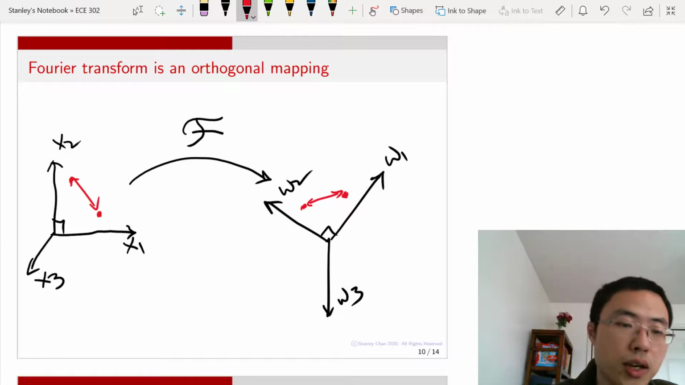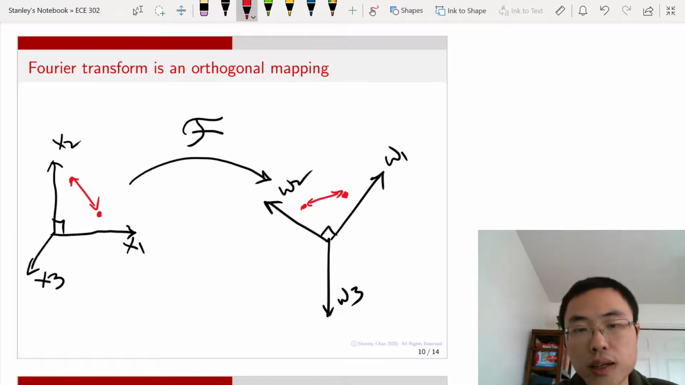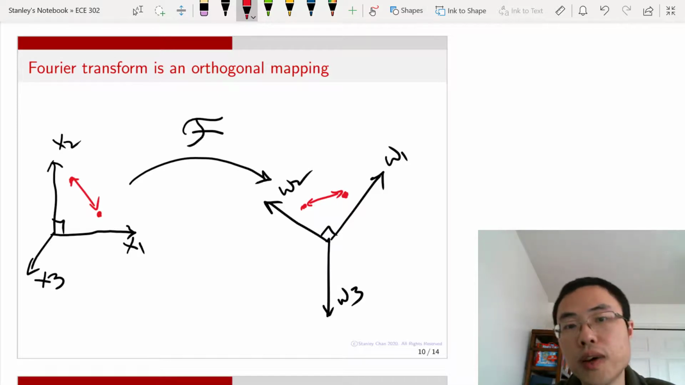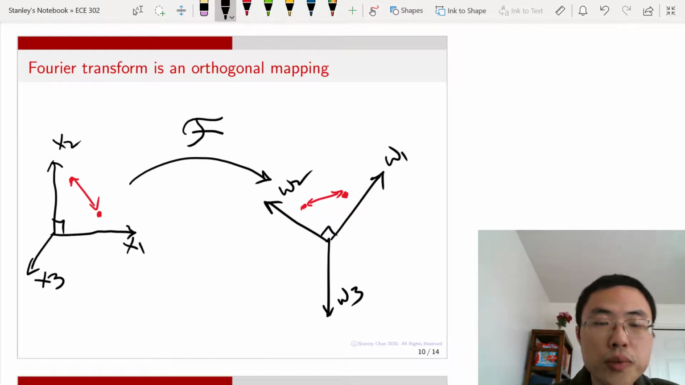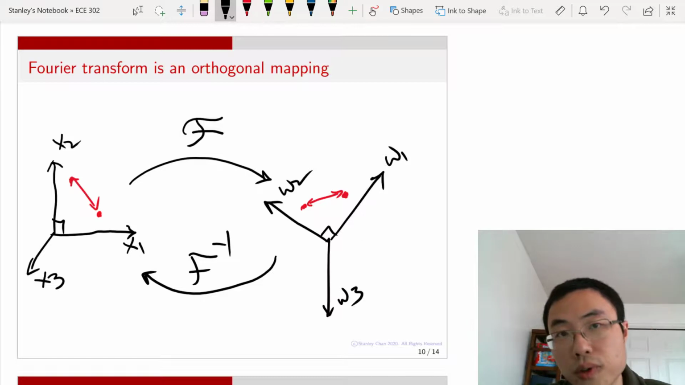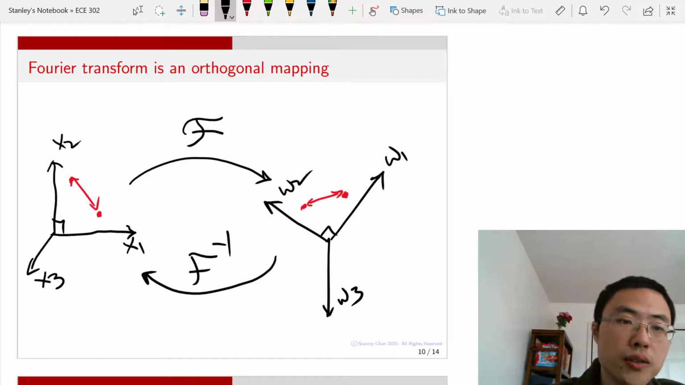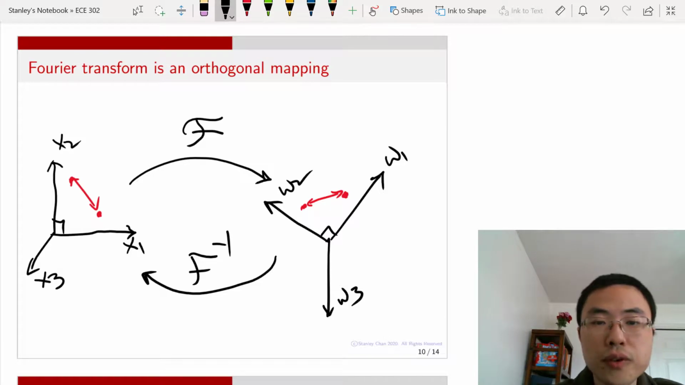So anything that you have in the time domain is guaranteed to show up in the Fourier domain, and that's a one-to-one mapping, as long as your function is well defined. This property is essential so that you can define this inverse mapping, called the inverse Fourier transform. So you can go back and forth. And so that's why this Fourier transform is an orthogonal mapping.